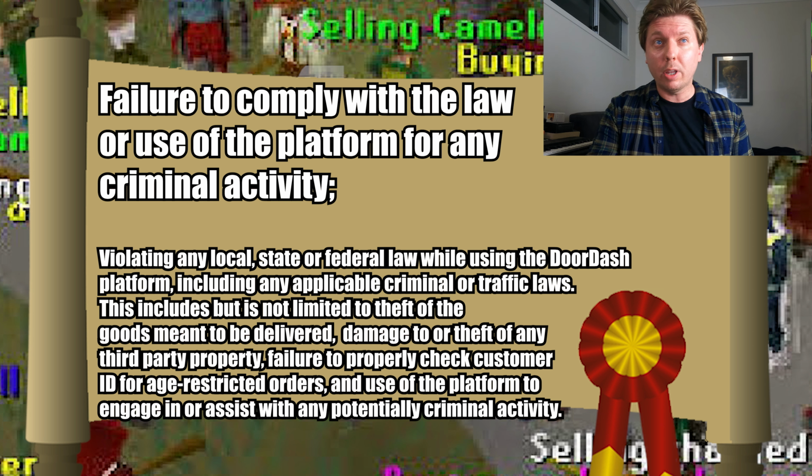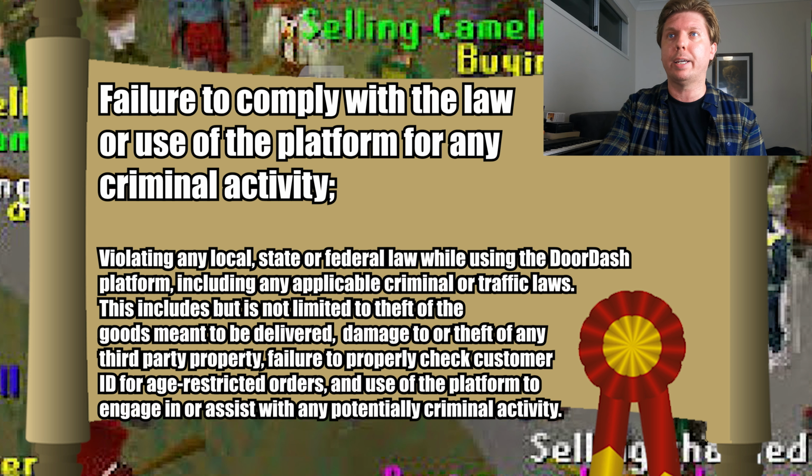This includes, but is not limited to, theft of goods meant to be delivered, damage to or theft of any third-party property, failure to check customer ID for age restricted orders, and use of the platform to engage in or assist any potential criminal activity. So the two things from this one are probably common situations.